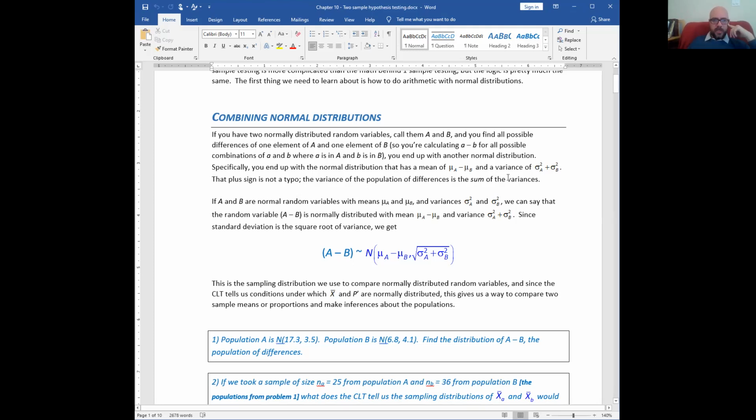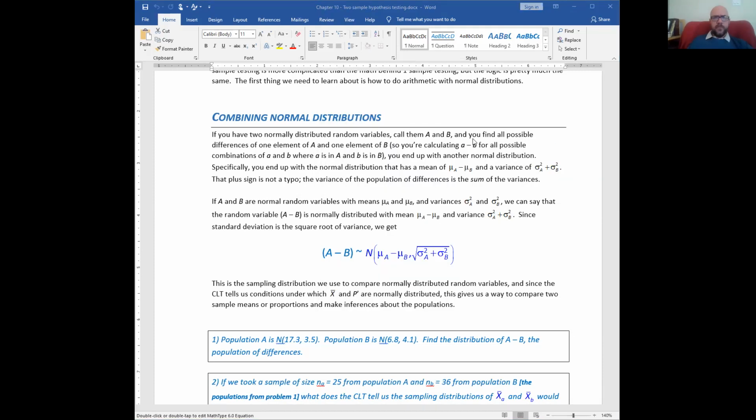One thing I do want to point out is that the standard deviation of the distribution of differences is this. It is not the difference of the standard deviations, which would be smaller. It is the sum of the standard deviations, which I'll explain. So let me draw a couple pictures here.